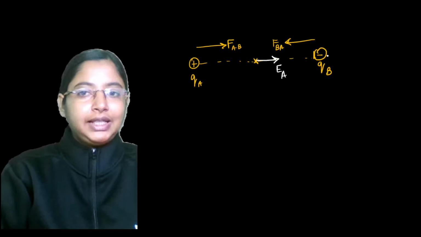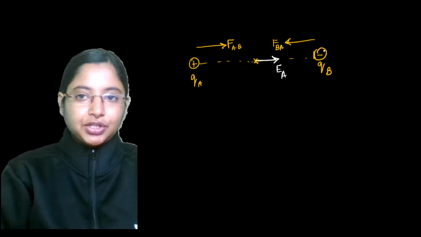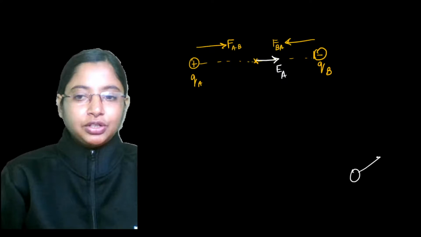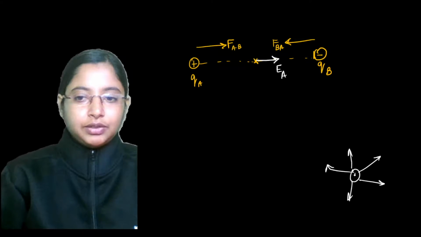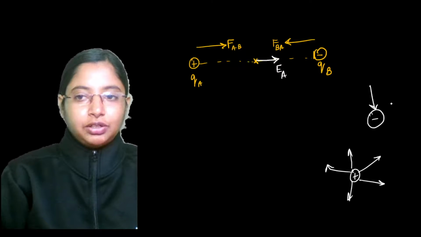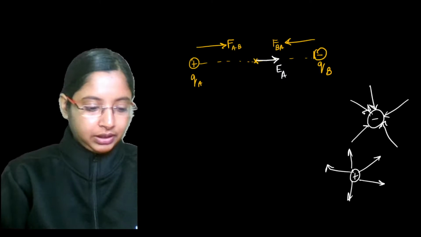What is the electric field line like in the case of the negative charge? For a positive charge, the electric field lines are pointed radially outwards, right? So over here the field lines will go this direction. For a negative charge, the field lines will be pointed radially inwards, right?